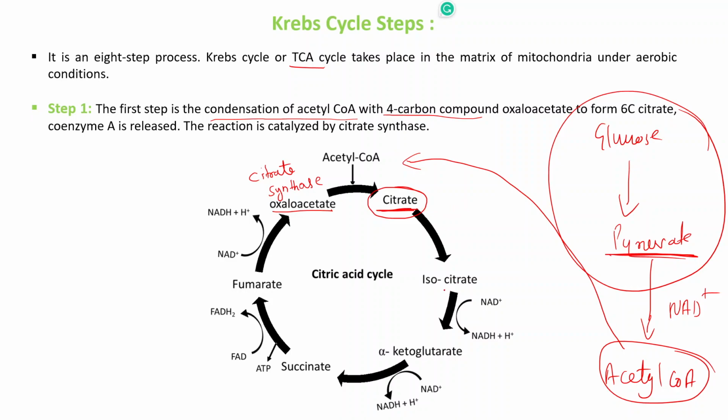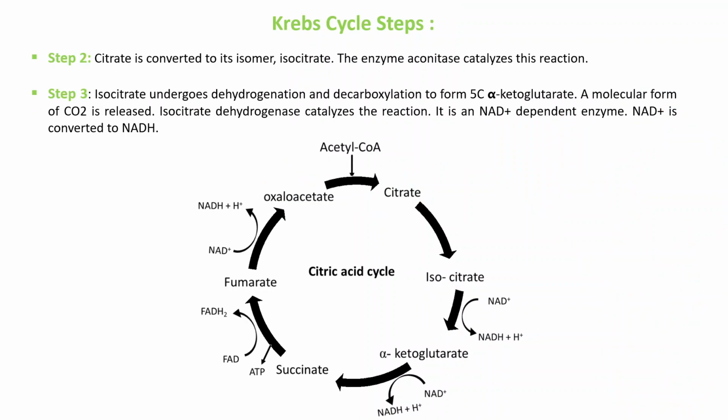Now citrate is going to transform into isocitrate in the next step, that is step 2. Citrate is converted to its isomer, so it is an isomer. Citrate is converted to its isomer isocitrate, and the enzyme responsible for this is aconitase.